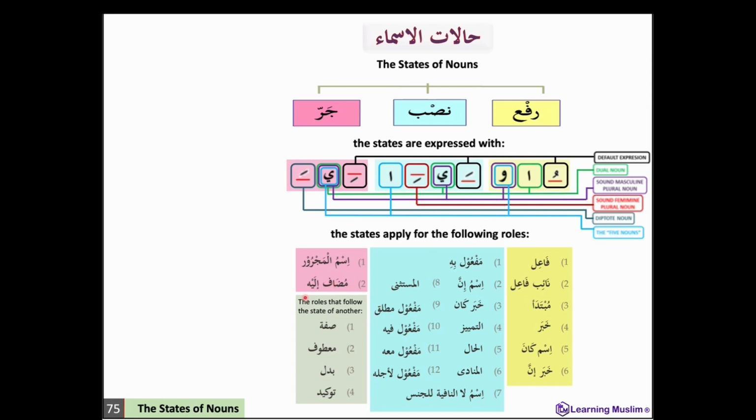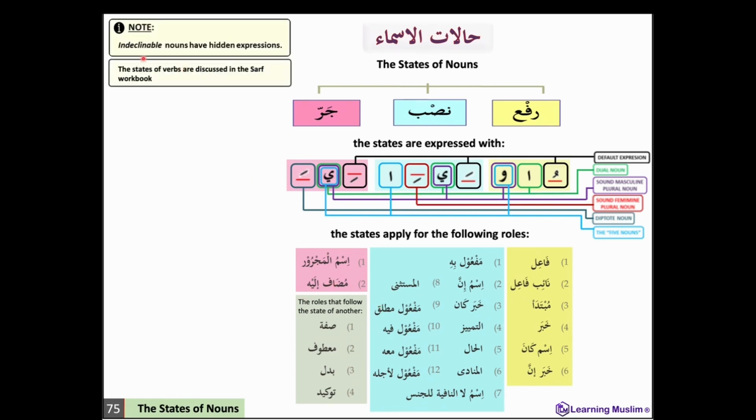Now, just two additional notes. Indeclinable nouns have hidden expressions. So, if a noun is indeclinable, it will still have a state, but its state would be expressed with a hidden expression. For example, if we have such an indeclinable noun and it is in the state of raf, then we will say the sign of raf is a hidden dhamma. The next point, the states of verbs are discussed in the Sarf workbook.